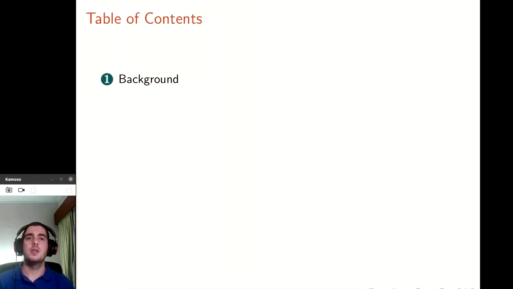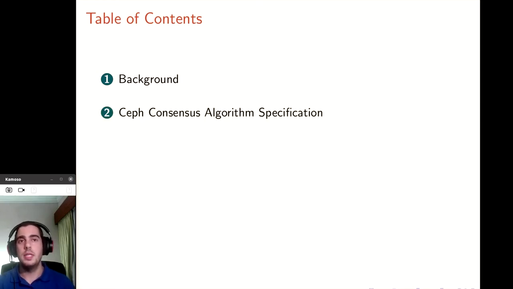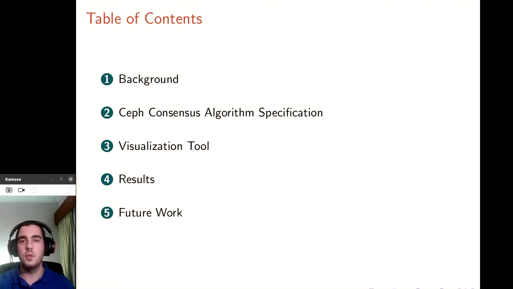In this presentation, I'll start by presenting some background on what is the problem of distributed consensus, and I'll explain briefly how the Paxos algorithm works. Then I'll be presenting briefly how Ceph works and the specification that was developed for the consensus algorithm that is implemented. Then I'll present the visualization tool that was developed alongside the specification to help understand and explore the algorithm. Then I'll present some results on the performance of the specification and on the performance of the visualization tool. And I will end by presenting some ideas for future work.